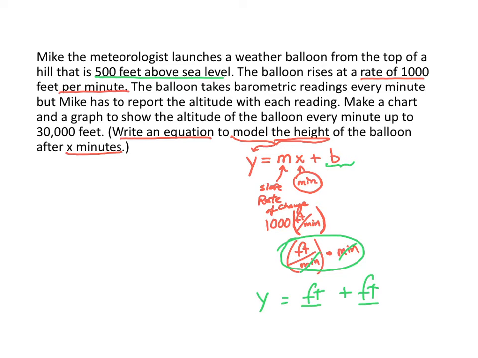Okay, so how does that look when we're finished with our equation? y, which is the height of the balloon at any number of minutes, equals the rate m, so that's 1,000 feet per minute, times the number of minutes. Notice I did not put the units in for my final equation because they just kind of get in the way. But I want to use the units to figure out if I am correct. When I write my final equation, I'm not writing them in there. So it's 1,000x plus my beginning height of 500 feet.